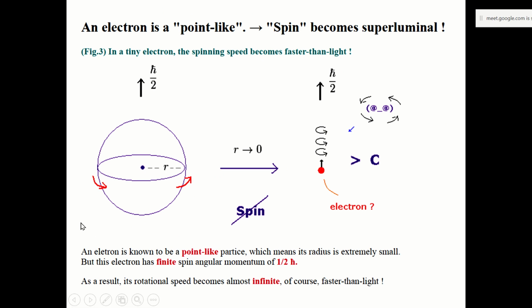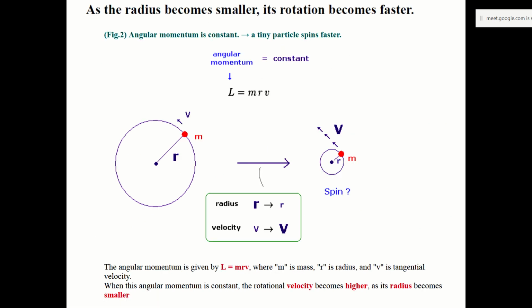So what is the problem? Sorry. If the radius becomes smaller, the rotation will become faster. So if you keep the momentum the same and reduce the radius, the velocity will increase, right?